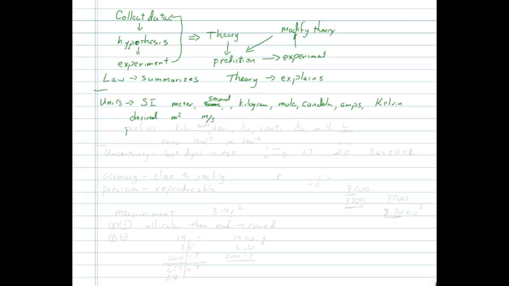There are also prefixes. The main prefixes that we would use in a high school science class would be kilo, for 1,000, deci for a tenth, kilo is 1,000. Centi is 100th, and milli is 1,000th.